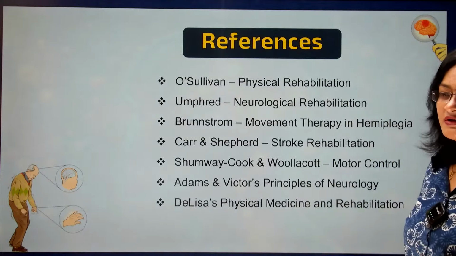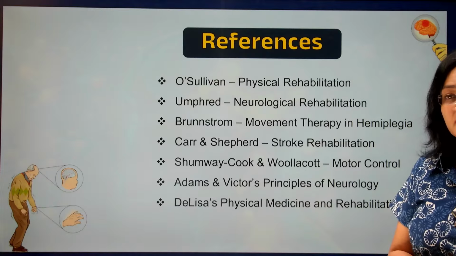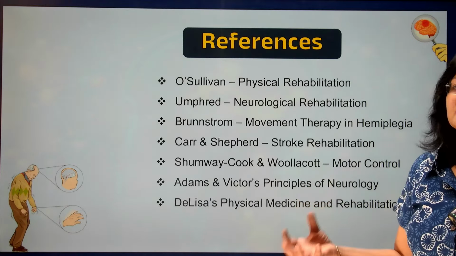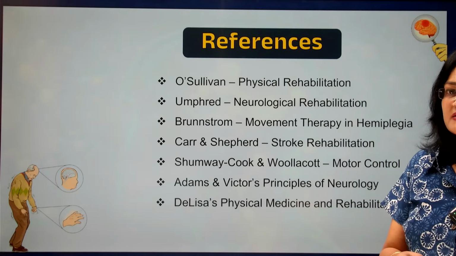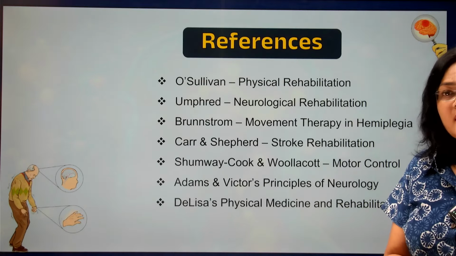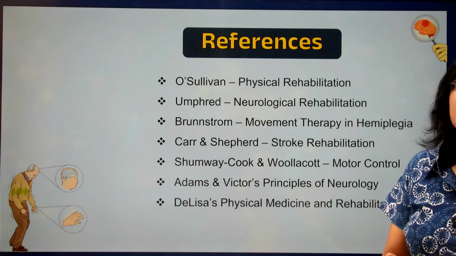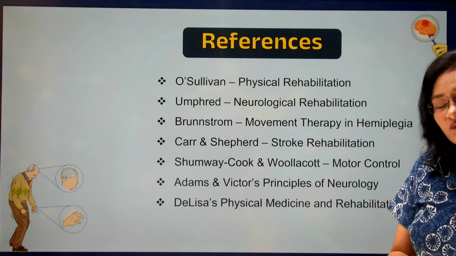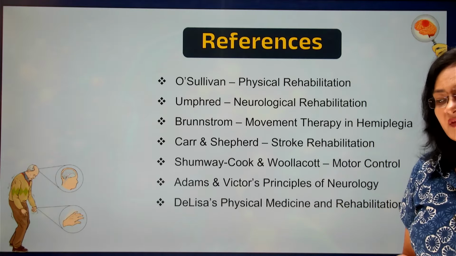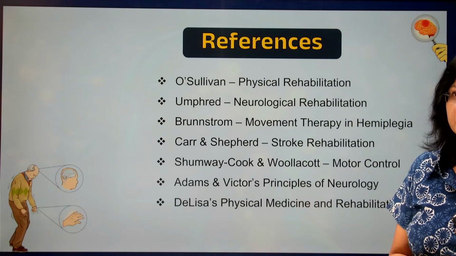These all are the references from where I have drawn all the MCQs. So you can refer to all these books for more clarity of your concept, as all the answers or MCQs are based on these books. So Susan O'Sullivan, Umphred, Darcy, Bronstrom, Karen Shepherd, Shumway-Cook, Adams and Victor's Principles of Neurology, and Delisa. These are the reference books. If you want to study in more detail, you can refer to these books. If you just want to go through quickly, you can use O'Sullivan, which is simple and easy to understand.